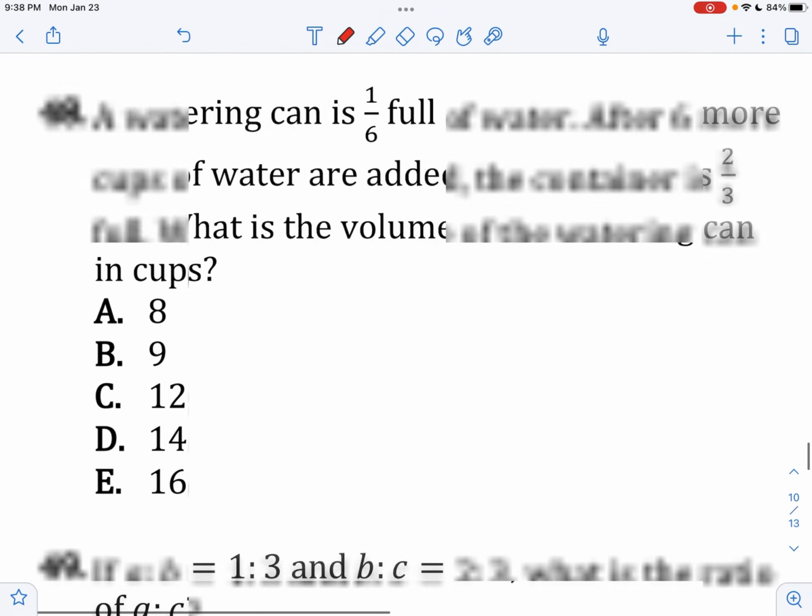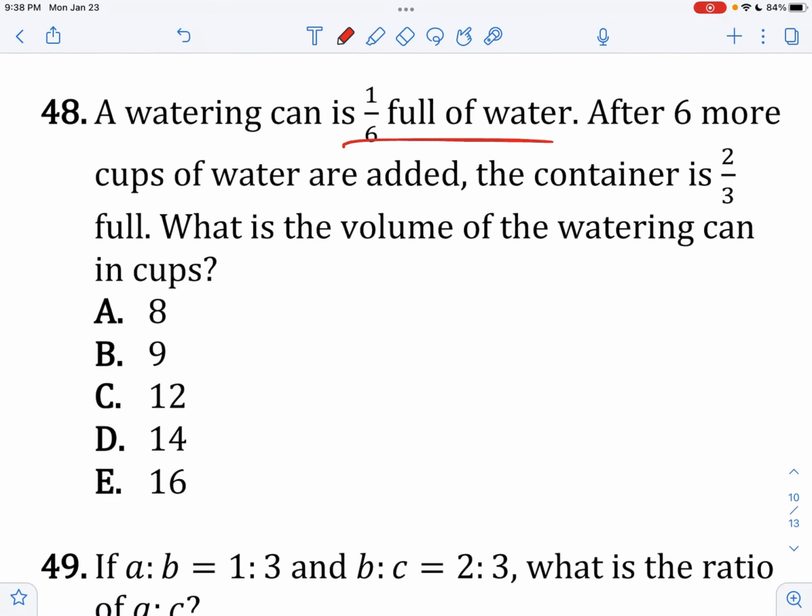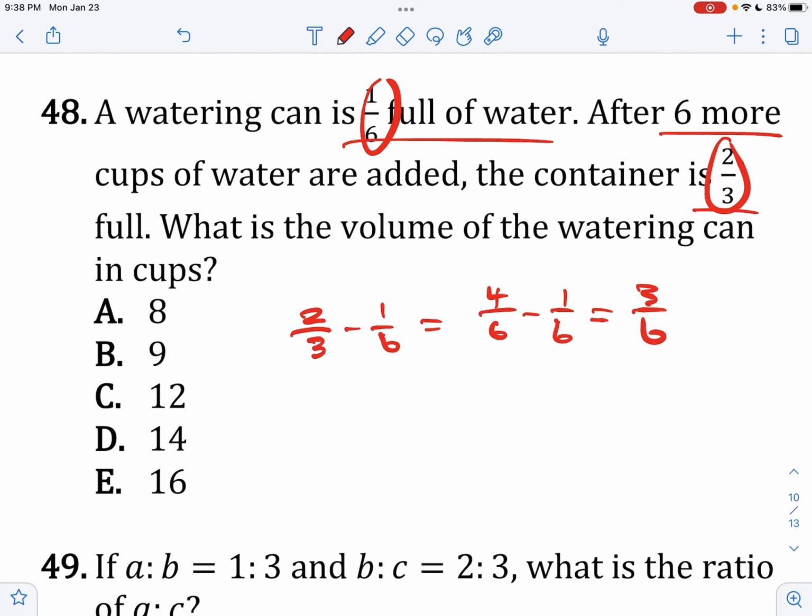A watering can is 1/6 full. After 6 more cups of water are added, the container is 2 over 3 full. What is the volume of the watering can in cups? So we know that whatever this 2/3 to 1/6, what happens when we subtract that? We get 4/6 minus 1/6 is 3/6. So essentially this is telling us 6 cups make up half of the can. That means that the whole thing is just going to be 12.